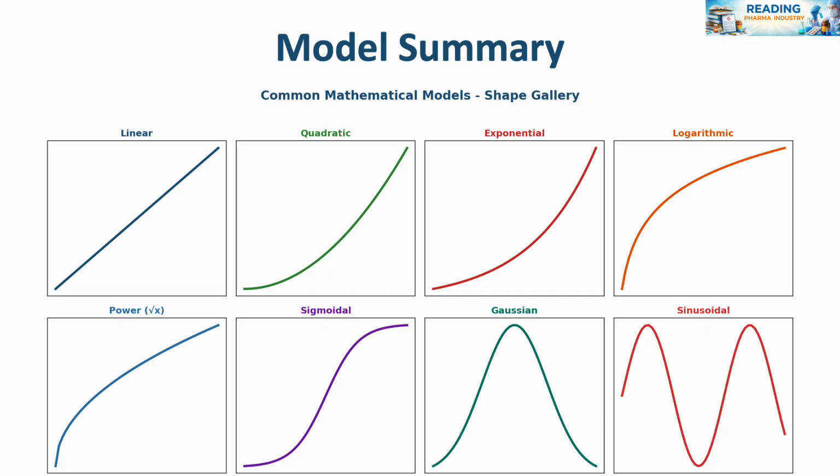So let's recap all our models. Linear for straight lines, polynomial for curves with turning points, exponentials for growth and decay, logarithmic and power for diminishing return and scaling, sigmoidal for S-curves with limits, Gaussian for symmetric peaks, sinusoidal for oscillations. Make sure you match the shape of your data to the model shape. Check your fit with R squared and residuals and always keep it simple.